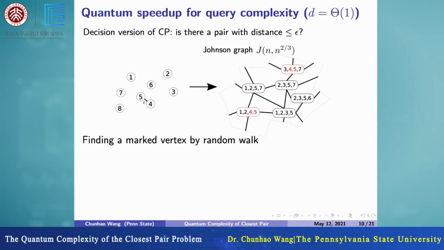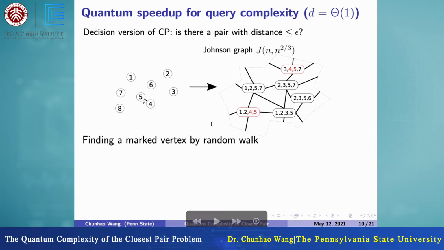Okay? And there are some marked vertices on the Johnson graph. We mark a vertex if and only if it contains a pair of distance smaller than epsilon. For example, if in the closest pair problem, the distance between 4 and 5 is smaller than epsilon, then we mark this and also mark this. So the problem reduces to this: how do we find a marked vertex in the Johnson graph? If we can find a marked vertex in the Johnson graph, then we can answer this decision version problem.